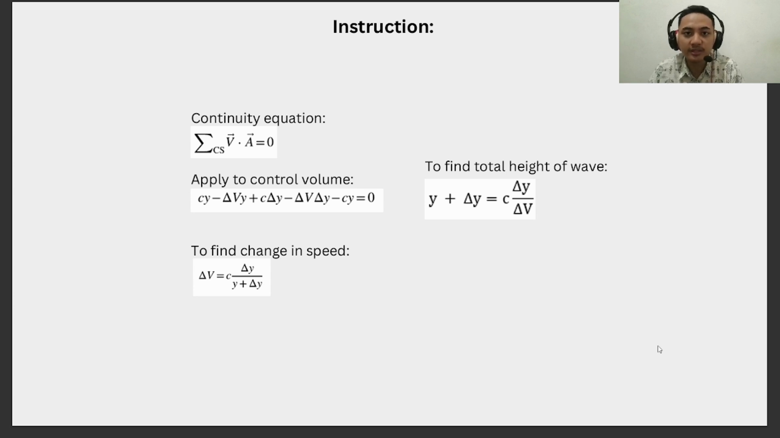And then to find the change in speed, we have this, and then we find the total height of wave, which is equal to c times delta y per delta v.